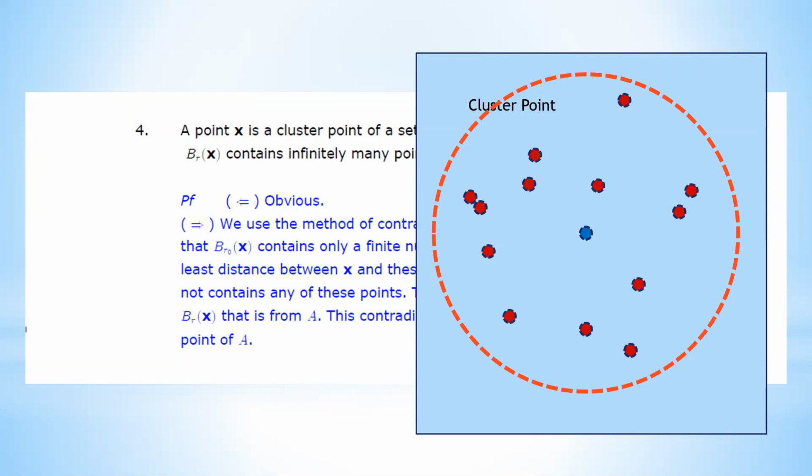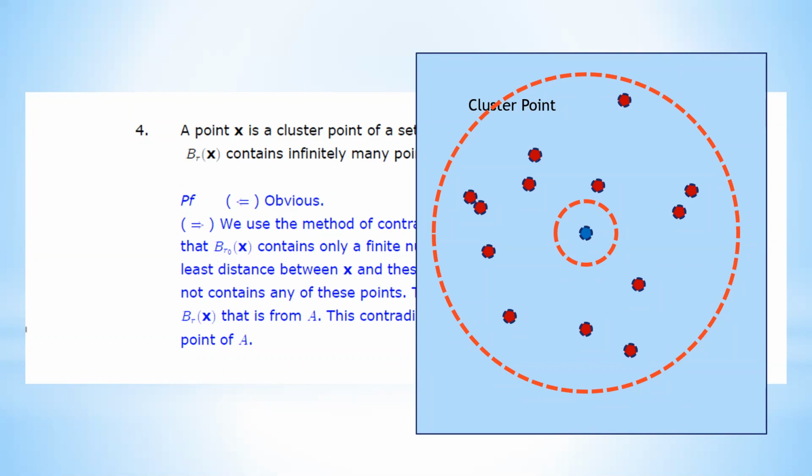Now, if you have only a finite number of points, then the smallest distance actually exists. In fact, you can find a small ball so that the radius is smaller than the smallest distance. So in this case, if we concentrate now on a smaller ball, then inside this small ball there's no other point from A. So this will contradict the original definition.